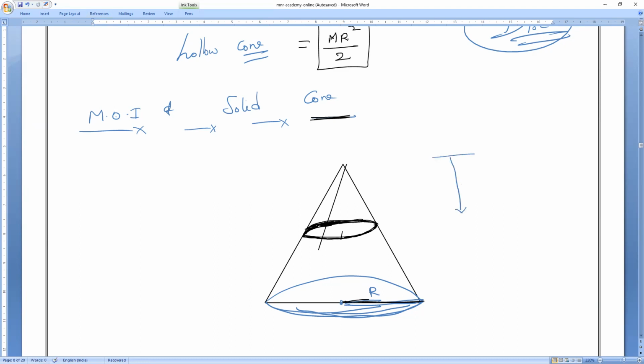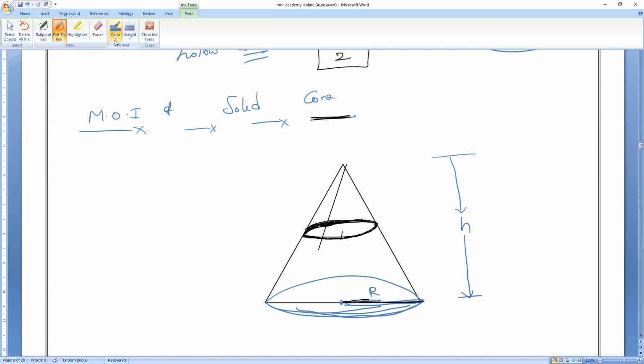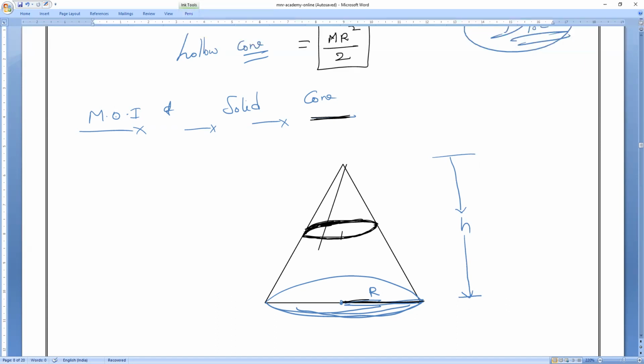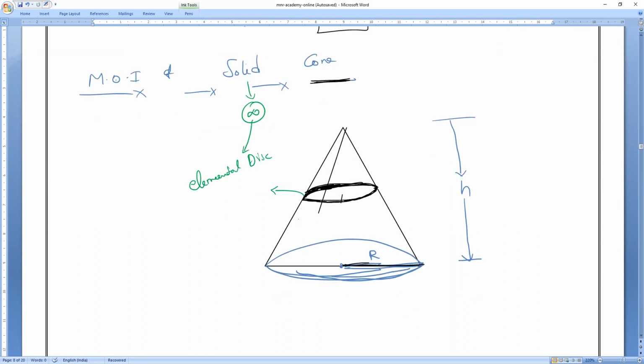Let me take the height of the cone equal to h. If I cut it, I will get a disc. That is the elemental disc. For the solid cone, how many elemental discs are present? Infinity. Infinity elemental discs. Let me draw the disc here.